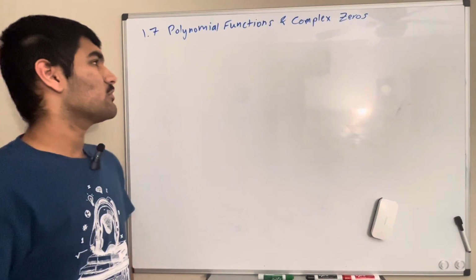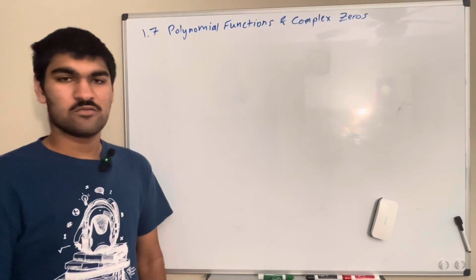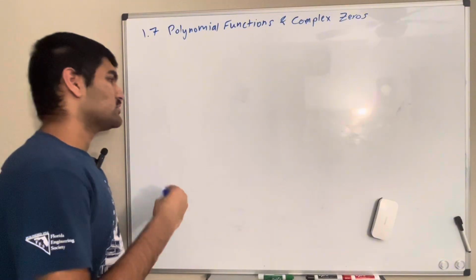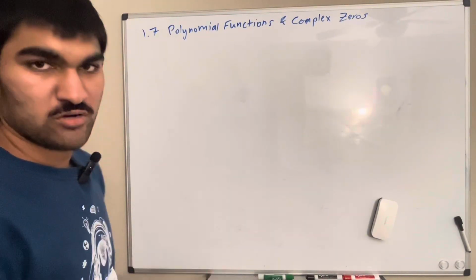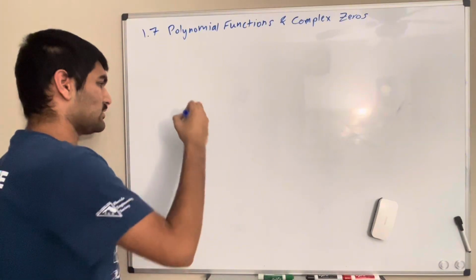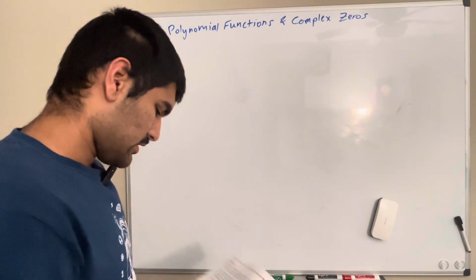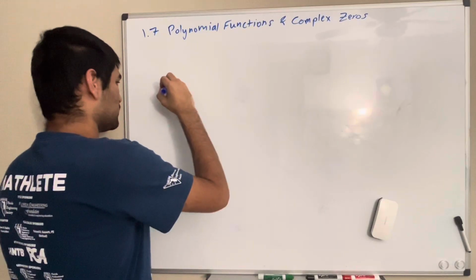In this video, we will be discussing 1.7 polynomial functions and complex zeros. Alright, so to begin with, let's just discuss the fundamental theorem of algebra and what it's saying. So basically, what the fundamental theorem of algebra says is, let's say you have some polynomial function.